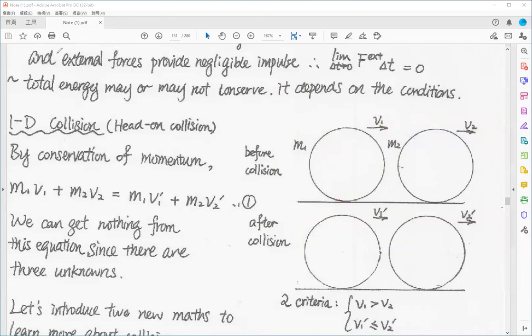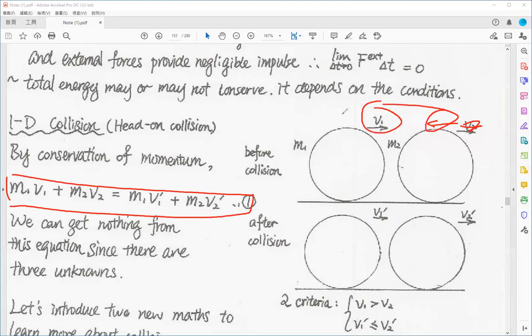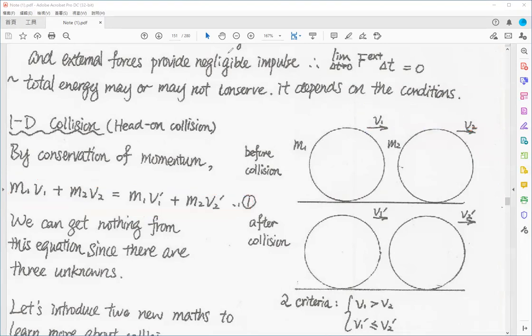Okay? But if you consider the system m1 and m2 together, then the total momentum will be conserved. Then we can apply the law of conservation of momentum. Then we have this formula. And remember, velocities v1, v2, v1 prime and v2 prime are vectors. So that means you need to take care about the directions. So let's say if v2 is initially opposite to v1, then let's say v1 is positive, then v2 will be negative, and so on.